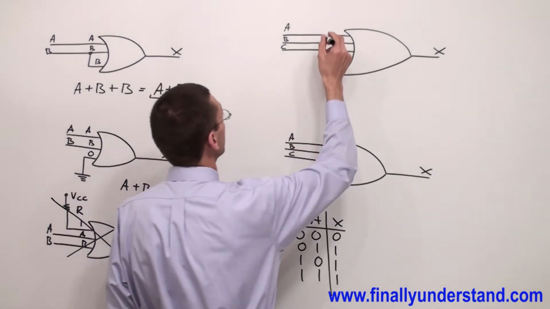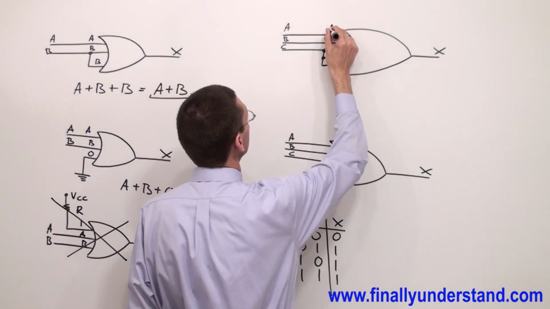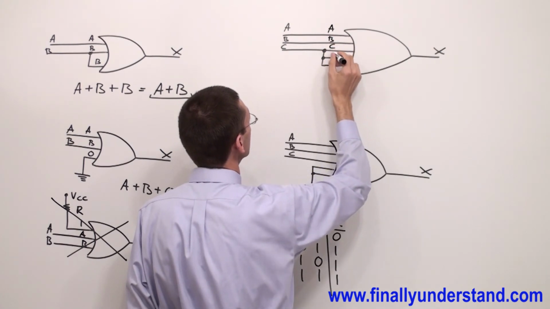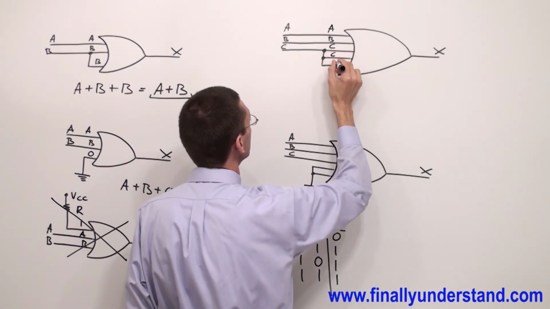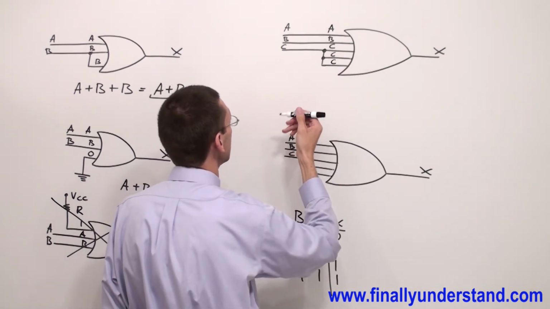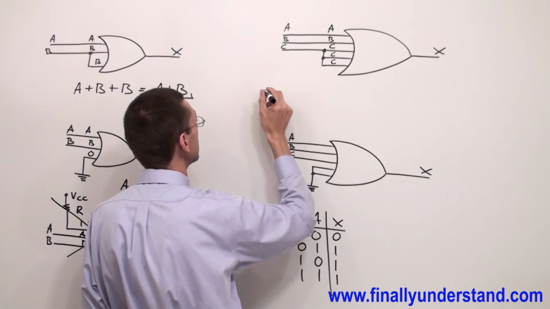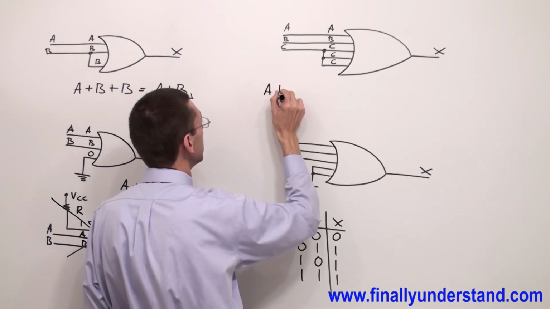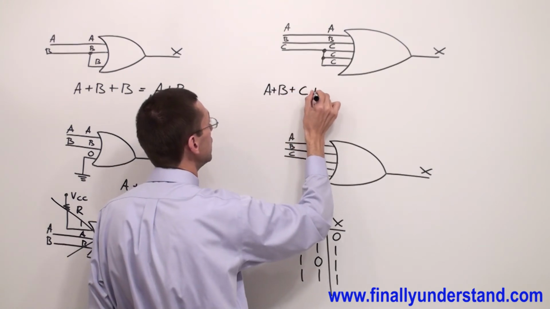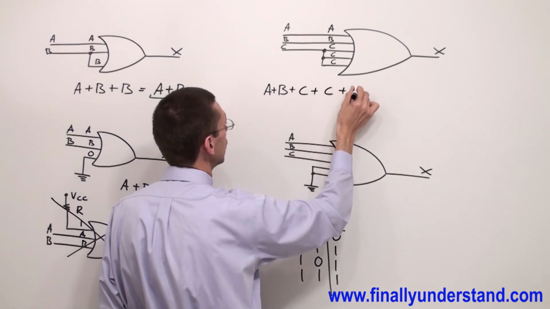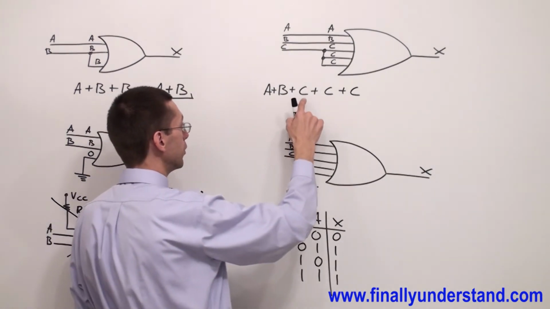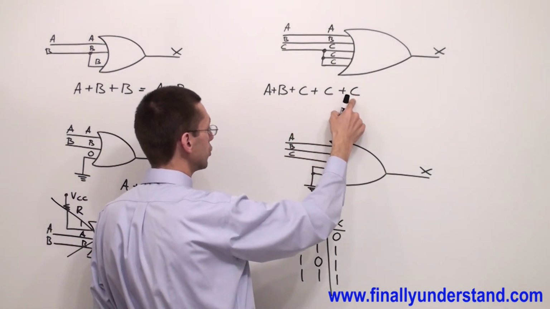I have A, B, C over here, and C is going to go also to the fourth input, and C will go also to the fifth input. Now let me write down the logic expression for this gate, and I'm going to have A or B or C or C or C. Again, we have C or C or C.